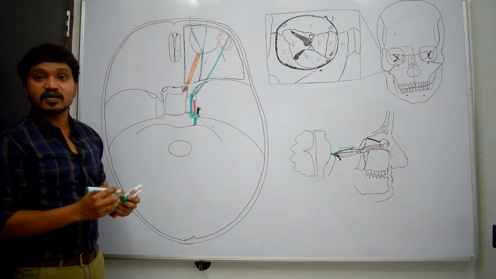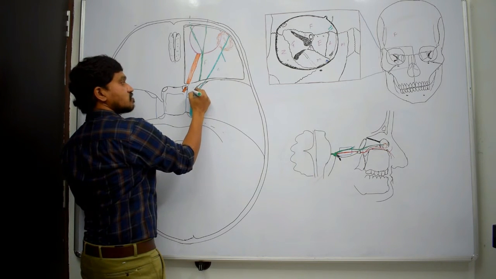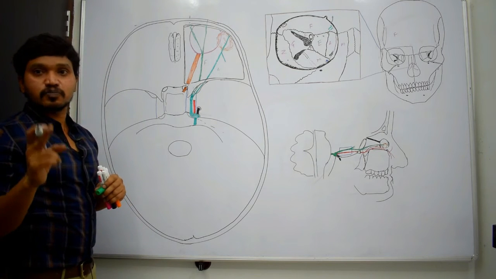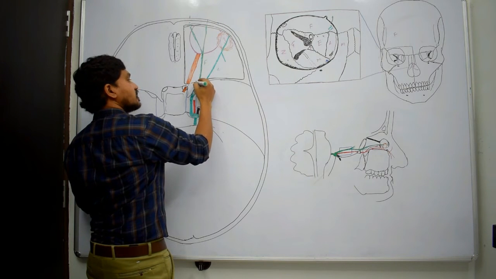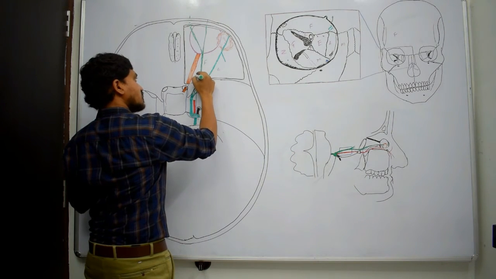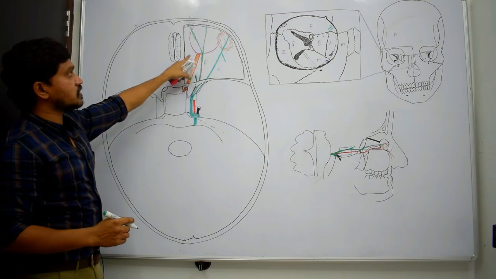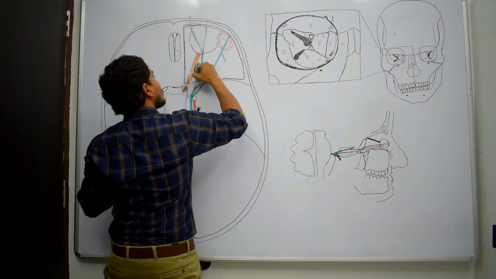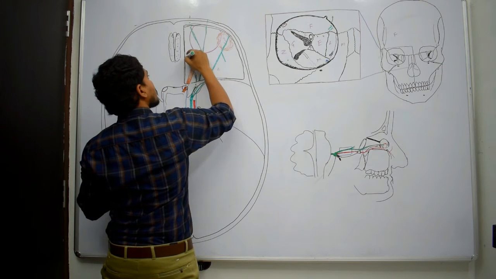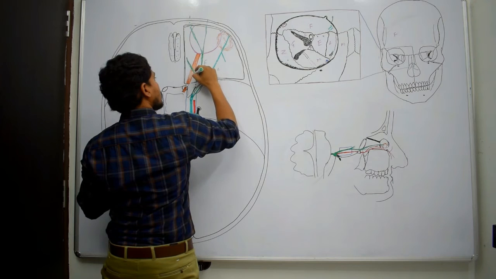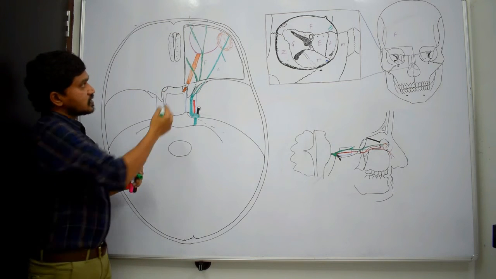And what is remaining? Nasociliary. Right? So this is the nasociliary nerve. This nasociliary nerve passes through the central part of the superior orbital fissure and enters into the orbit. After entering the orbit, it crosses the optic nerve from lateral to medial side, along with an artery. Which artery? Ophthalmic artery. Along with the ophthalmic artery it is crossing. Of course, the superior ophthalmic vein will also cross. So it is crossing like that.